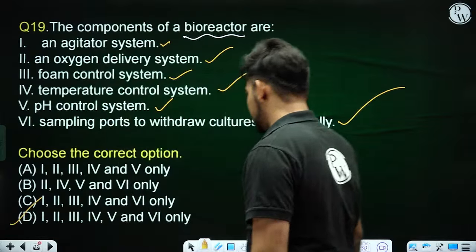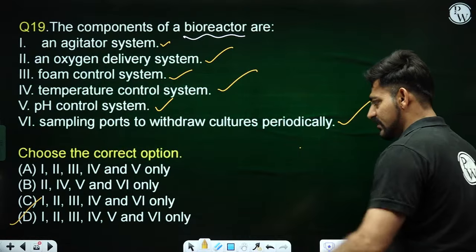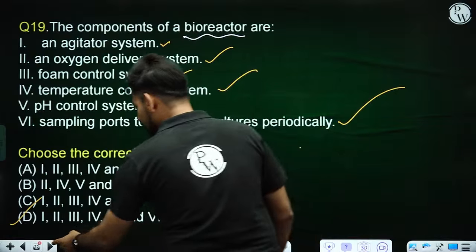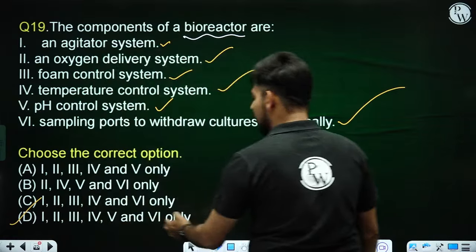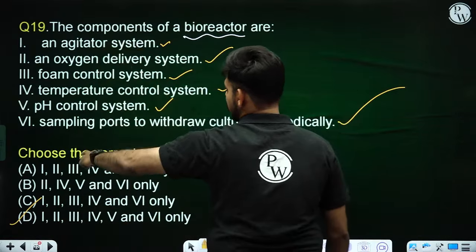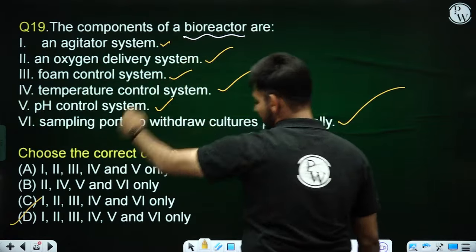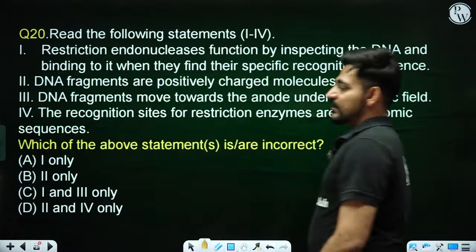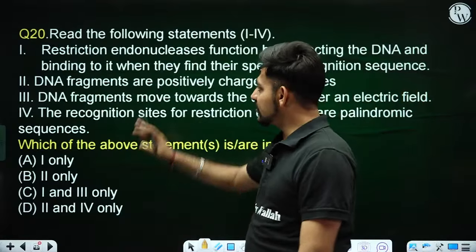So the answer is an easier one. That's why I'm not sharing any poll for this particular question. So all are correct. All of these structures are present as components of a bioreactor. Let's move forward to the next question.